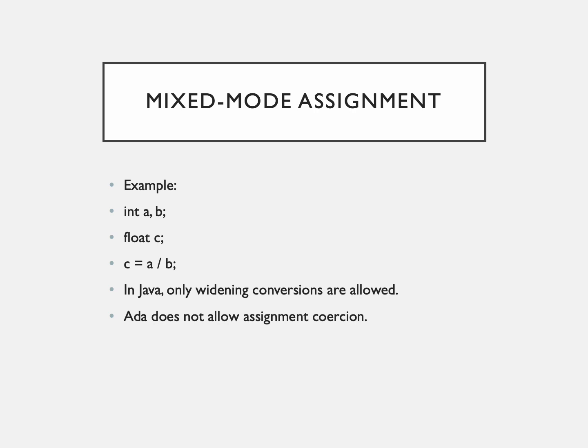Now Java only allows widening conversions in assignments. You can assign an integer to a float but not a float to an integer without explicit casting. And Ada does not allow this operation. It requires explicit conversion. No silent type conversion or type promotion happens.